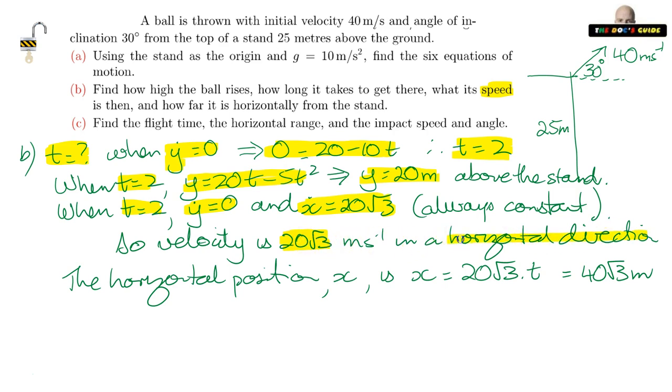I've said in the horizontal direction because I'm describing the vector, but the 20 root 3 is just the speed. We don't have to specify the direction. We'll see later on that if it wasn't at the top, we would have to combine vectors, but we'll get to that later on. The horizontal position, so this is now how far it is horizontally from the stand. We just want the value of x, given that the displacement horizontally is 20 root 3 t, and we know that t is 2 seconds, so that will be 40 root 3 meters.